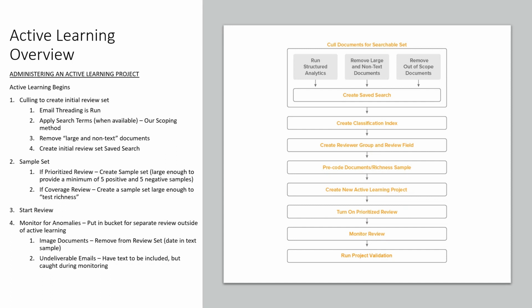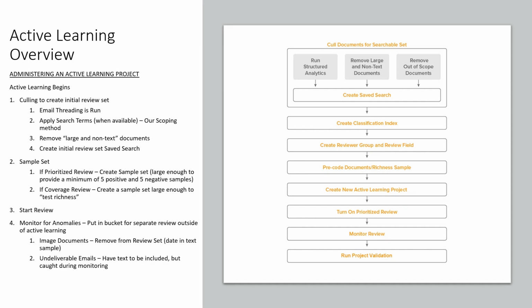For all Gulfstream legal active reviews, email threading is always run. And why is that? We're quickly able to identify additional duplicates in your data set, so you can eliminate those as part of your actual review process. When available, you apply search terms. It is our preferred scoping method, and it will help you again filter down that data set.